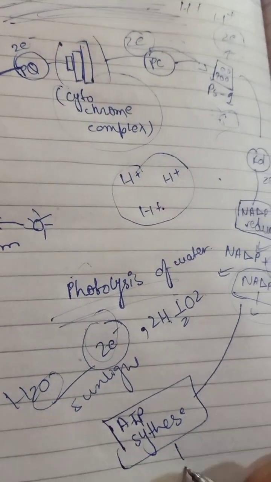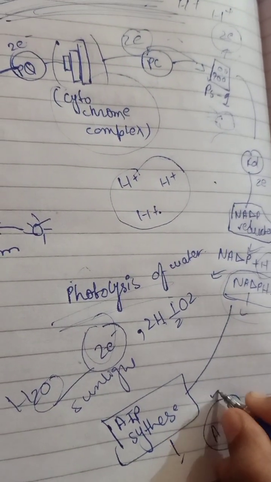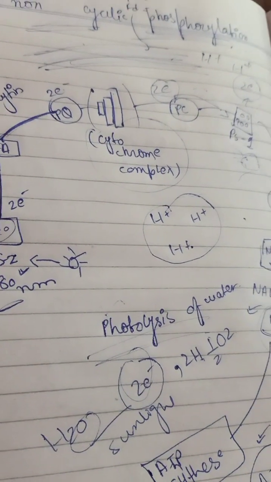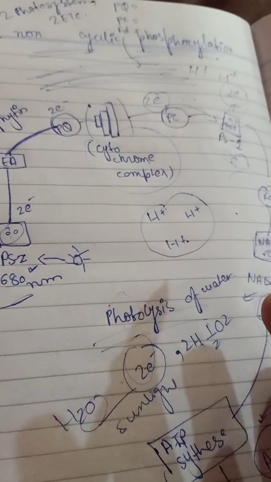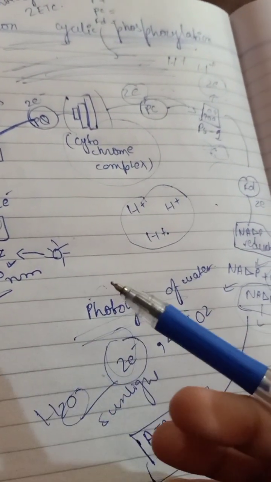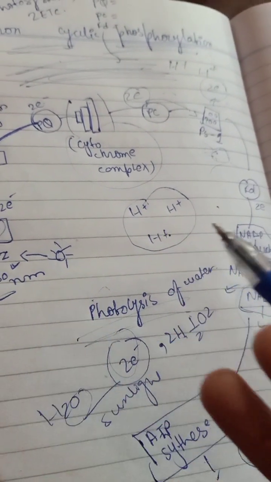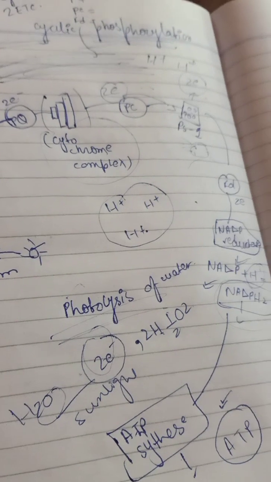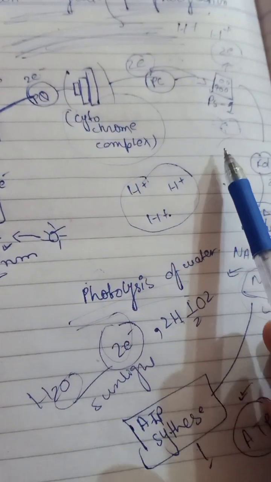Now the ATP is formed. So from this cycle, only one ATP is formed, and this is the cycle which usually occurs in plants. Okay, and this non-cyclic phosphorylation is a continuous process. This is happening in the light, in the process of light. Okay. So this was the cycle about the non-cyclic phosphorylation.